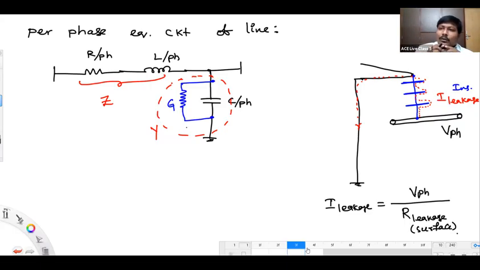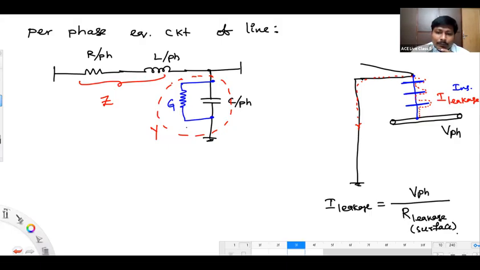Basically, corona is an ionization on the conductor surface, as I said in the beginning class. Ionization means it's a glow, it's a light. Light is obviously an energy. It's a loss now because we are not using it for any purpose. So corona is an energy loss.